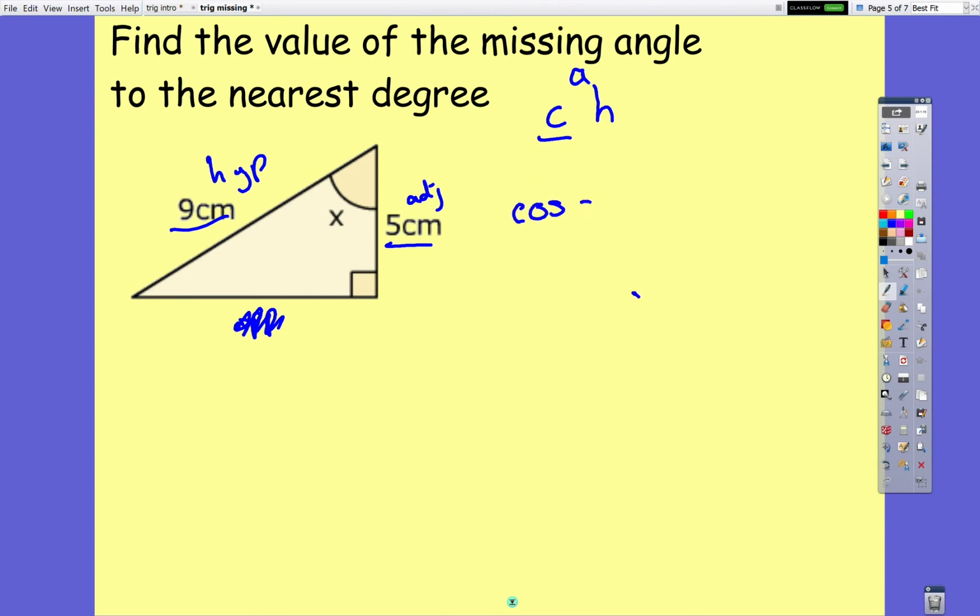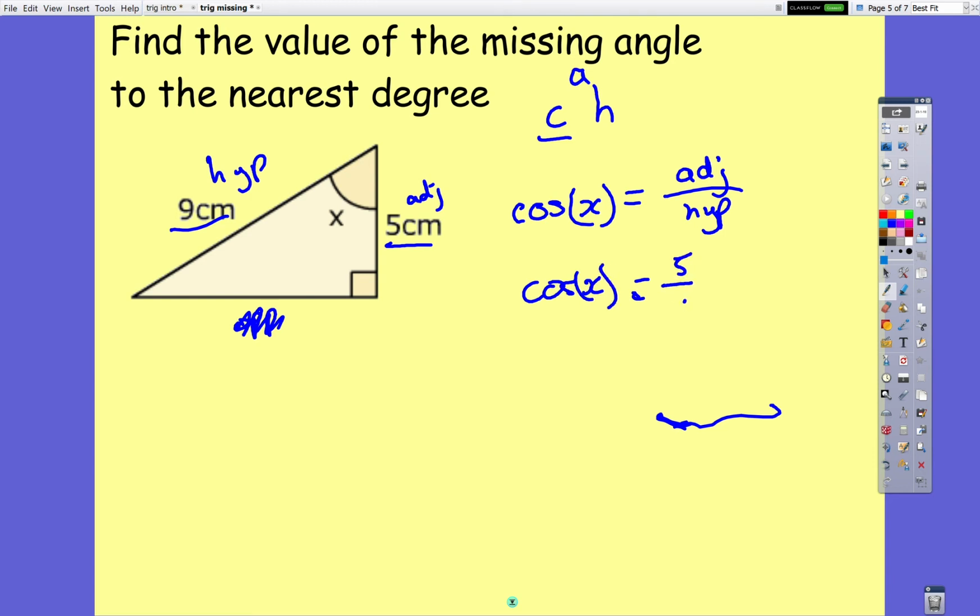So we've got cos x equals your adjacent over your hypotenuse. Then from that, you've got cos x equals adjacent, which is 5 over 9.